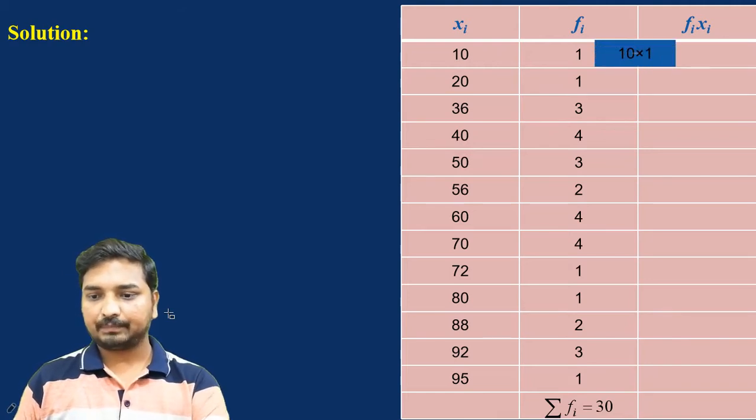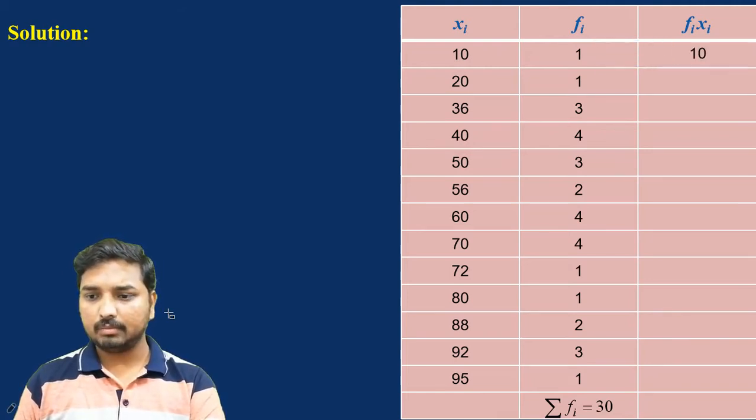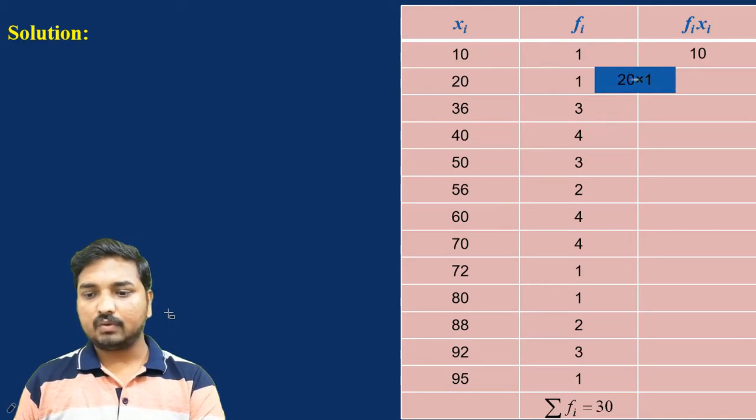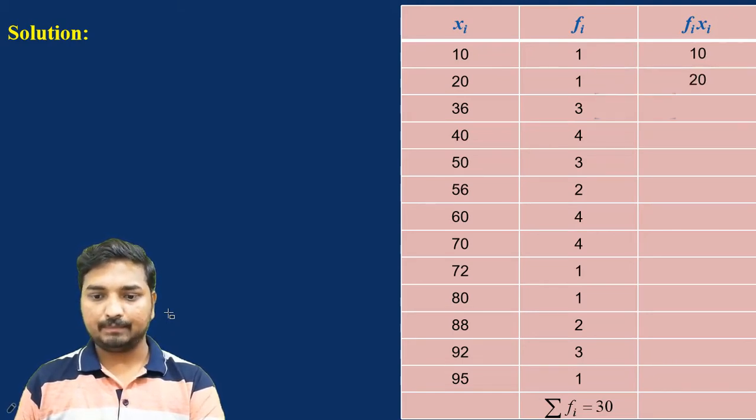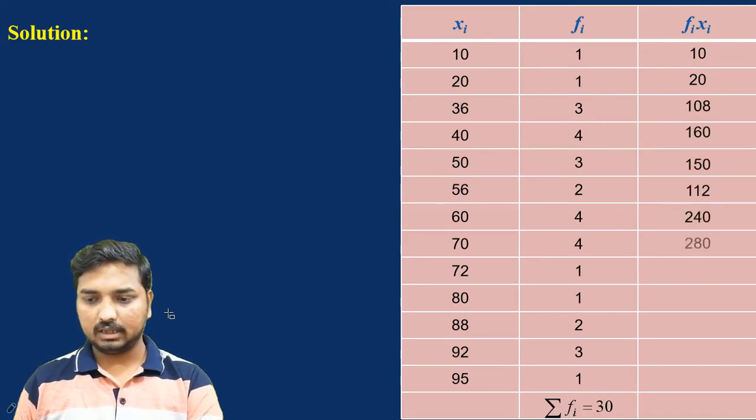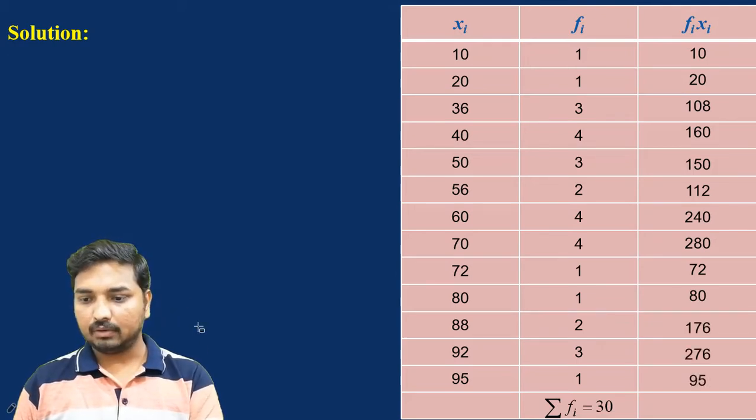So now look here. 10 into 1, it will become how much? 10. In the same sense, 20 into 1, it will become 20. And then 36 into 3, on multiplication you will get 108. In the same sense, 40 into 4, 160. 50 into 3, 150. In the same sense, 56 into 2, 112, and then 60 into 4, 240. In the same sense, you need to calculate up to the last data, and frequency 95 into 1 is equal to 95.